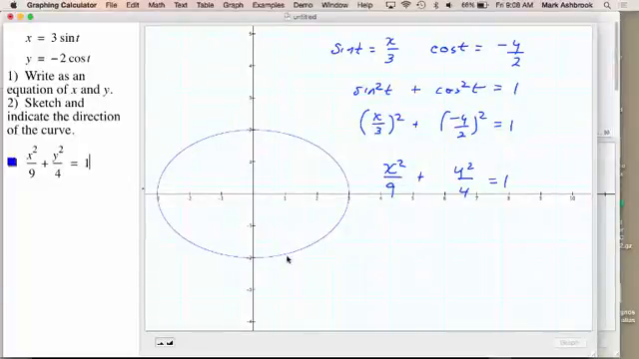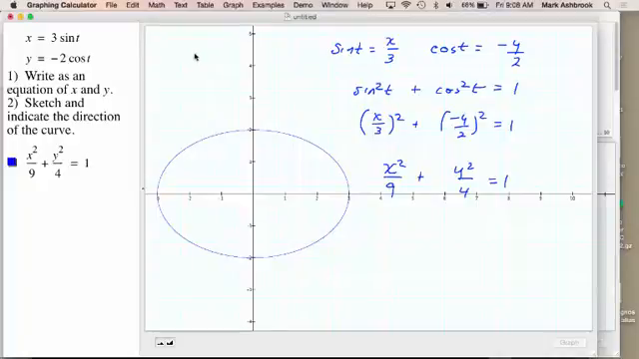Okay, so we should have had an ellipse with an x-intercept of 3, so it comes out here to (3, 0), and then a y-intercept of 2, so it goes up to (0, 2). In terms of the direction of the curve, we have to go back to the original equations, and let's just use t equals 0.